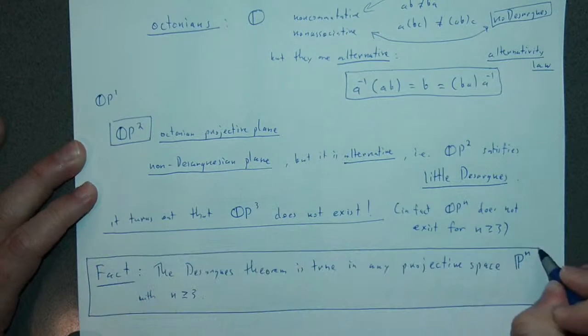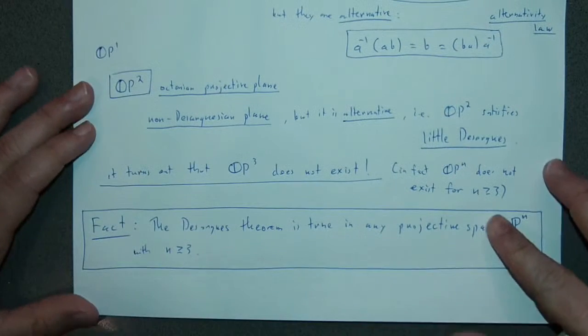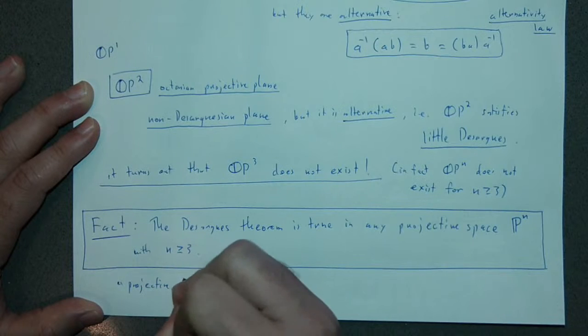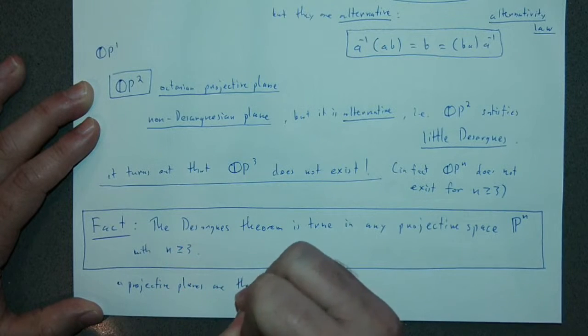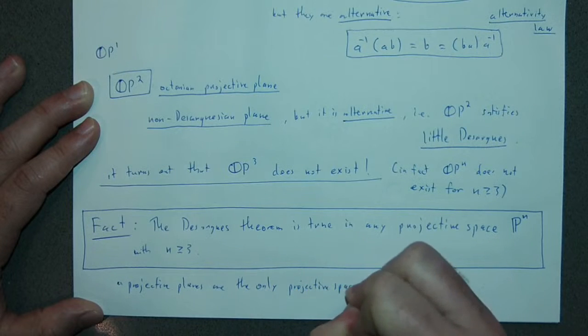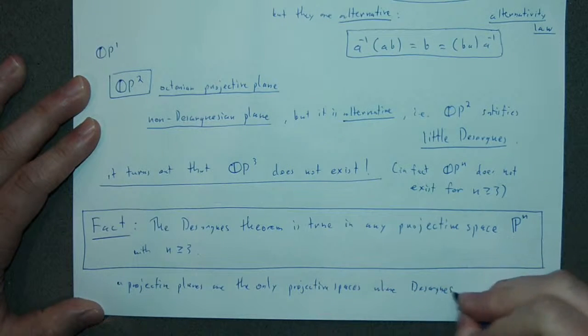And so, anytime you're dealing with a projective space, the Desargues theorem is true unless n is equal to 2, i.e. for projective planes. So projective planes are the only examples of projective spaces where the Desargues theorem can be false. So that's another way of saying this: projective planes are the only projective spaces where Desargues can fail.